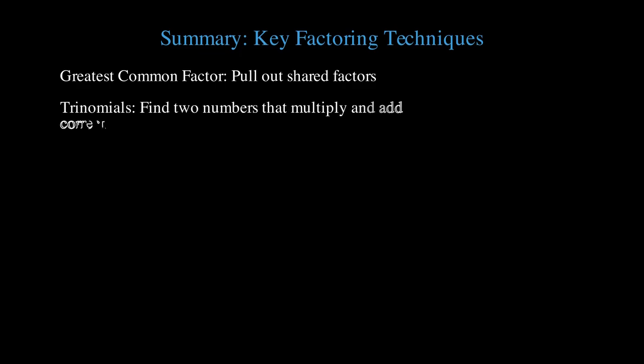Let's summarize the key factoring techniques we've covered. Always start by looking for the greatest common factor and pulling it out. For trinomials, find two numbers that multiply to the constant and add to the middle coefficient.